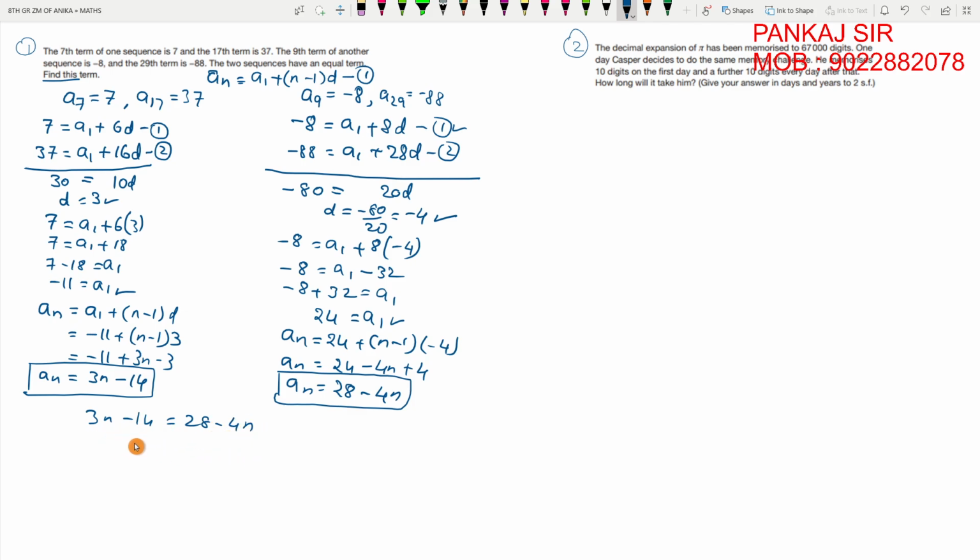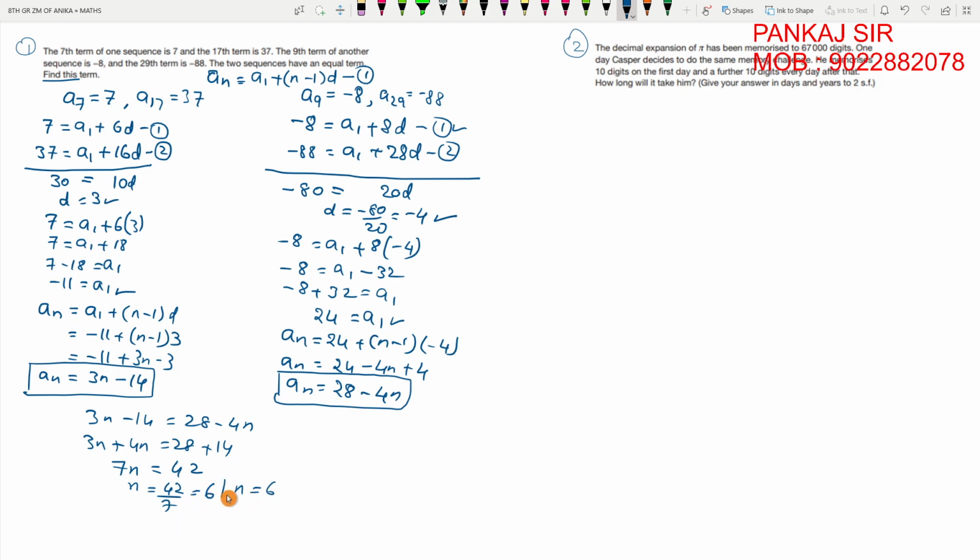Now when you solve this equation for n, you will get 3n plus 4n equals 28 plus 14. That is 7n equals 28 plus 14, which is 42. So n is equal to 42 divided by 7, which works out to 6. So I'm getting n is equal to 6.